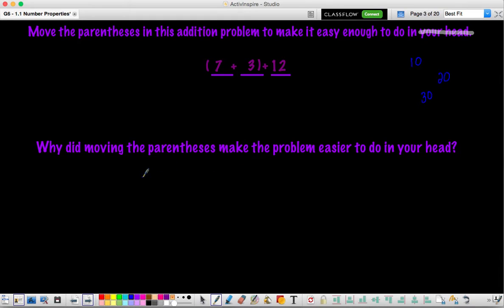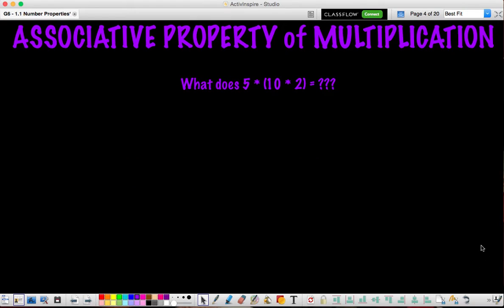Okay, why did this make it easier? Because now I did 7 plus 3 first, and I got 10. And then when I add here, it's really easy to say, okay, well 10 and 10 is 20, plus that extra 2 is 22. It's a bit easier than setting up 5 and 7 is 12, carrying the 1. We don't have to do that because we know how to easily add with multiples of 10. All right, so the associative property of multiplication. Notice it's the same words, so we have the associative property, but now we're dealing with multiplication.